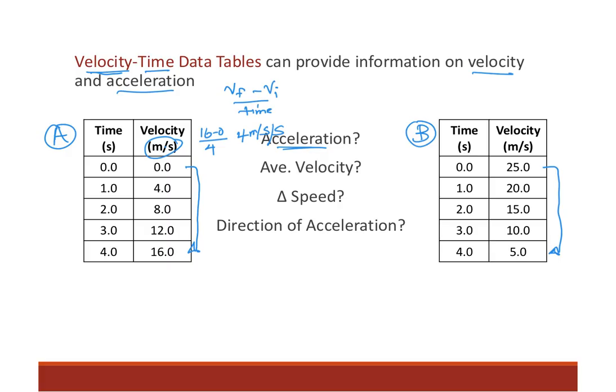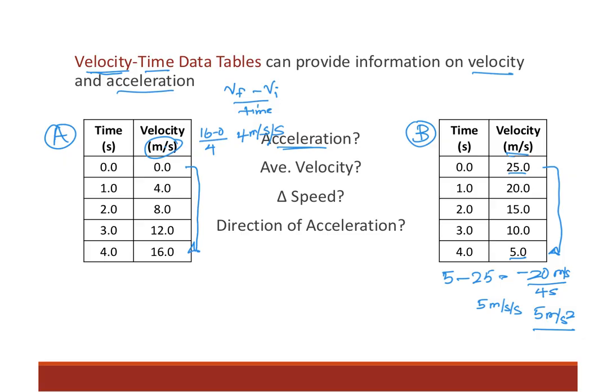On our second table, our final value is 5, so we would have 5 meters per second minus 25 meters per second, so that's going to give us a value of negative 20 meters per second. We divide that by our 4 seconds, that's the total, and then we get a final value of 5 meters per second squared as the average acceleration for table B.